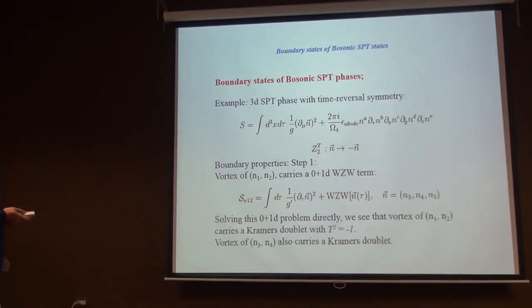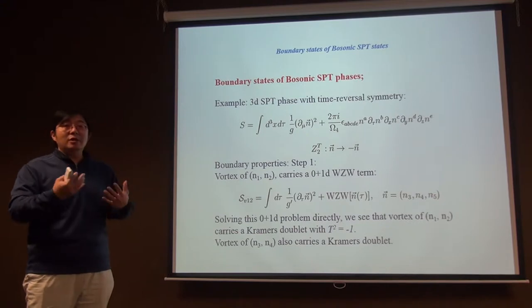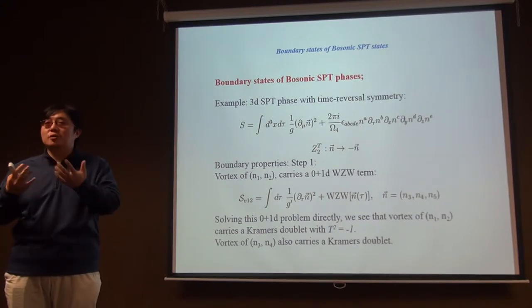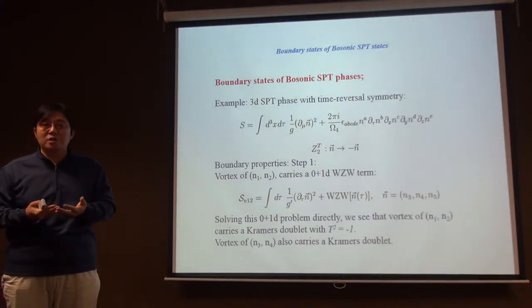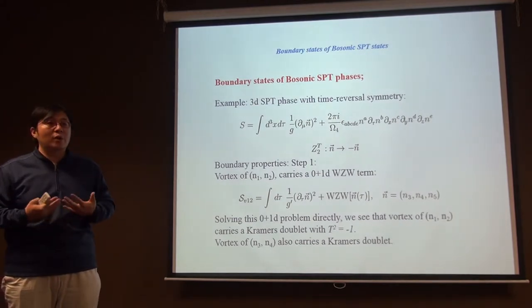So what does this term mean? Okay, what does this term mean? This term on the boundary will again reduce to a 2+1 dimensional sigma model with the Wess-Zumino-Witten term. So what does the Wess-Zumino-Witten term mean?